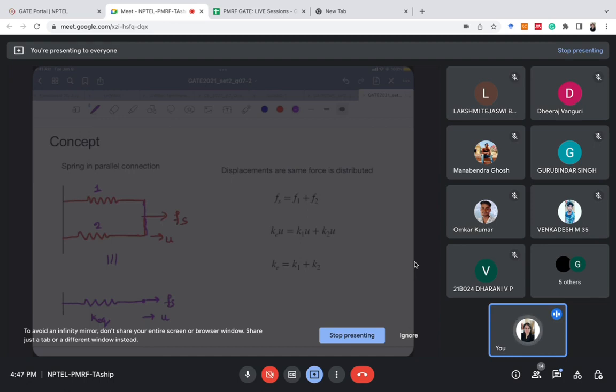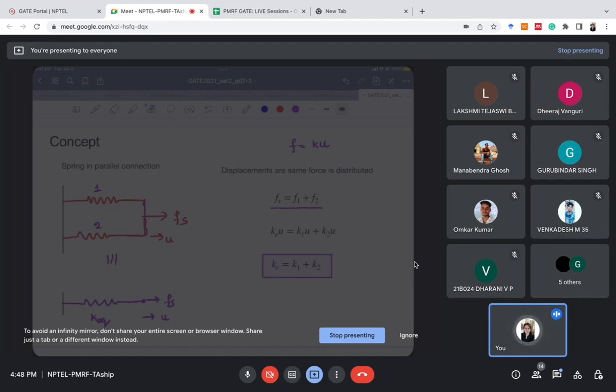Now Fs will be equal to F1 plus F2. We'll replace F equal to K into U. So Ke into U equals K1 into U1 plus K2 into U2. The U are the same. So finally we get the value of Ke equal to K1 plus K2. So whenever the springs are connected in parallel, Ke equals K1 plus K2.